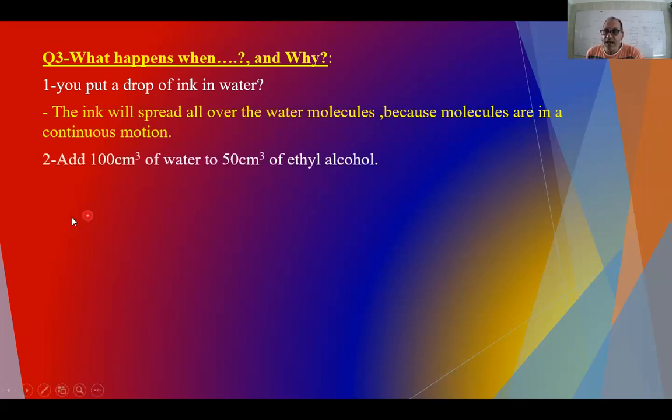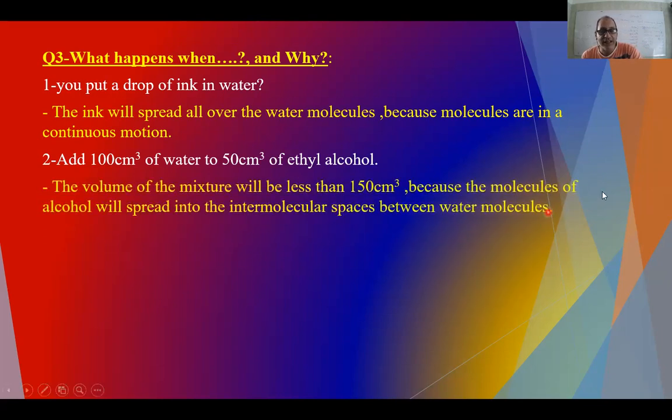Number 2, what if we added 100 centimeter cube of water to 50 of ethyl alcohol? Of course, the total, as we said, will be 150. No, it's impossible. It must be less than 150. Why? Because molecules of alcohol spread into the intermolecular spaces in water. By the way, the opposite is also true. If you add water to alcohol, the molecules of water will enter the intermolecular spaces of alcohol, but it's better to add alcohol to water.